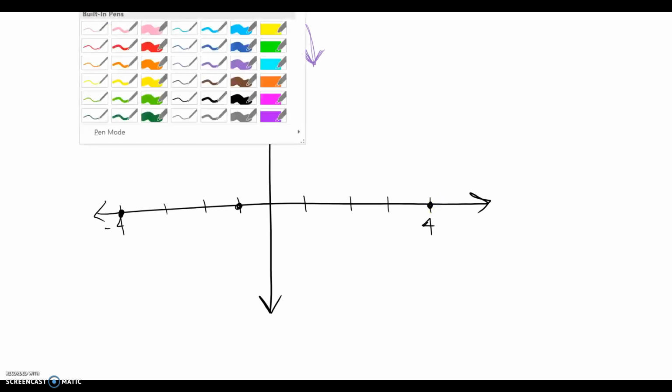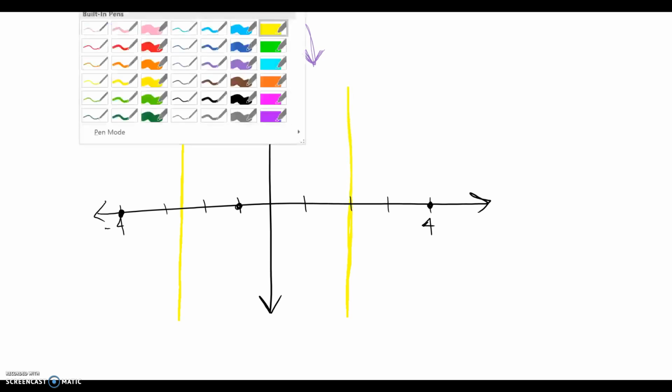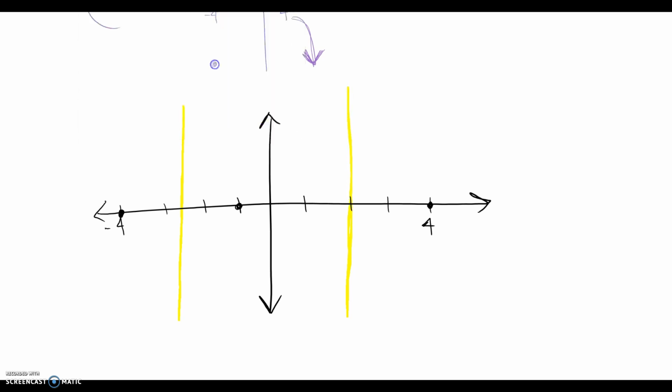Now my turning points, I'm going to highlight. So our turning points were around negative 2.67. So here's negative 2. I'm going to go a little bit past. So I know that my turning point is somewhere over here at that x value. And then I know my other turning point is at positive 2. So I'm just going to highlight vertically at positive 2. And now I'm going to try and draw my function.